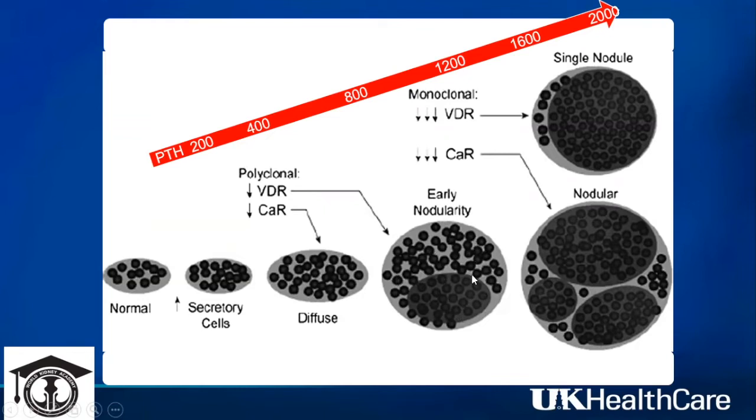Still some of the gland is diffuse hyperplasia with polyclonal, but this starts to have early nodularity. Then if we don't control this and PTH goes up, more than 800 or 1,000, then this early nodularity changes and transforms to a single big nodule or multinodular parathyroid glandular hyperplasia with severe vitamin D receptor and calcium sensor receptor downregulation. Is this important?